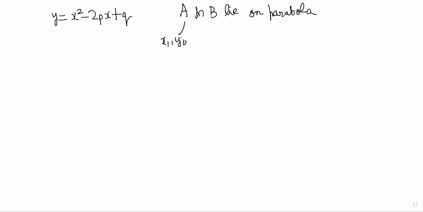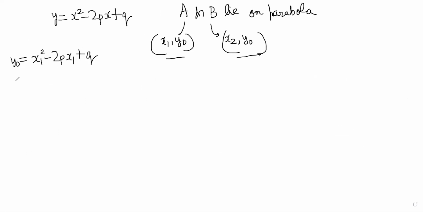So the parabola equation is like this. And we know that A and B lie on the parabola. And how have we chosen our A and B? We have chosen A as (x1, y0) and B as (x2, y0) to ensure that the segment AB is parallel to the x-axis, right? So this tells us that we can write equations like this: y0 is equal to x1 square minus 2p x1 plus q, and y0 is equal to x2 square minus 2p x2 plus q, right?